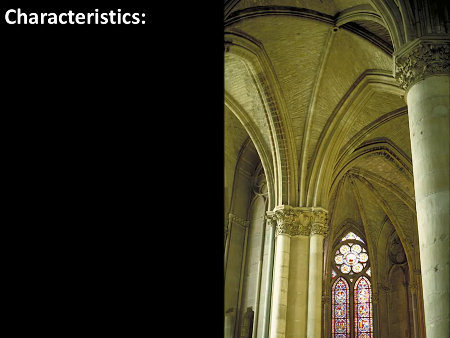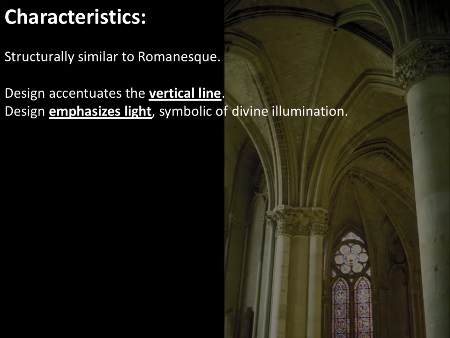Okay, let's take some time to actually document what we've been seeing. What are all of these characteristics we're talking about? I've said it several times already. Structurally, it's very similar to a Romanesque church. In ground plan view, it's almost identical. But once you get inside, you realize that the design is about a vertical line. Remember, the Romanesque was a heavy, weighty, horizontal line. Here we're emphasizing the vertical line. And we're also emphasizing light.